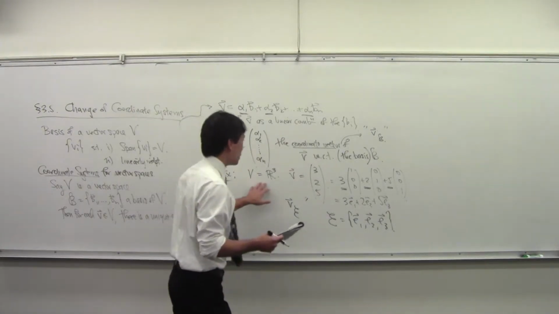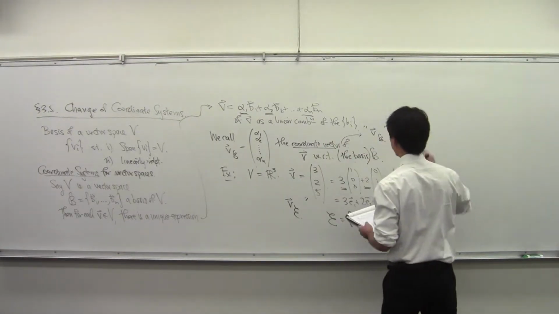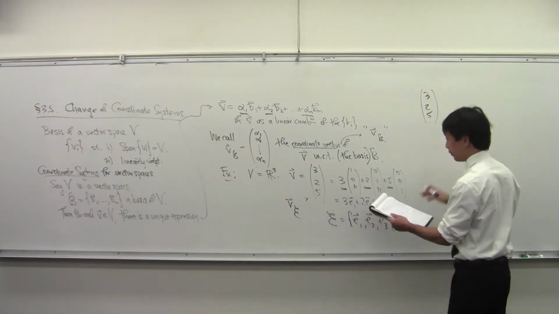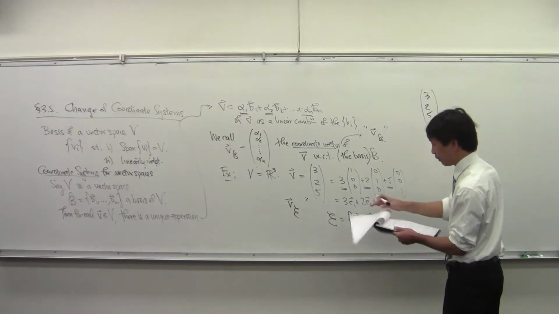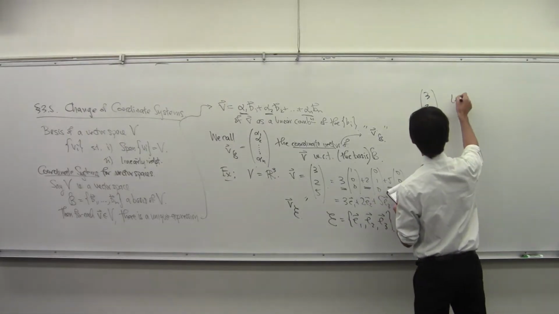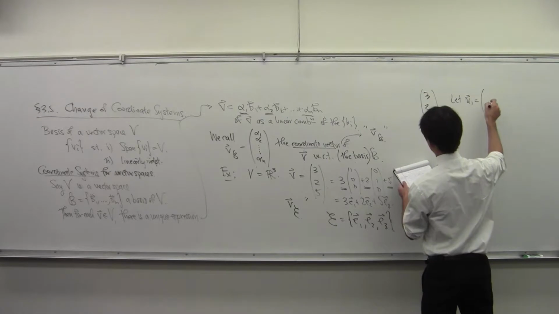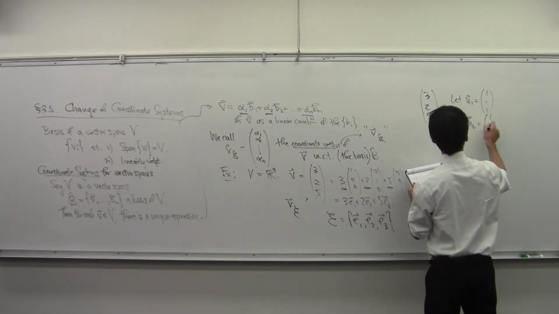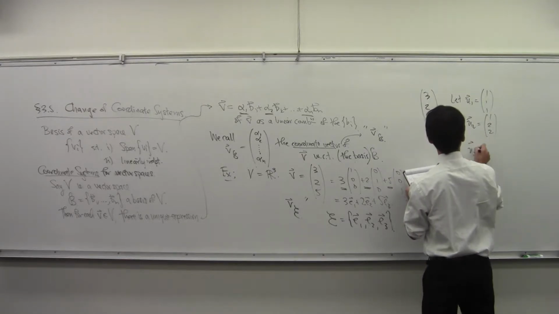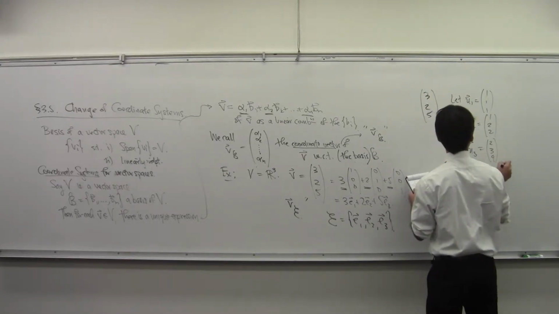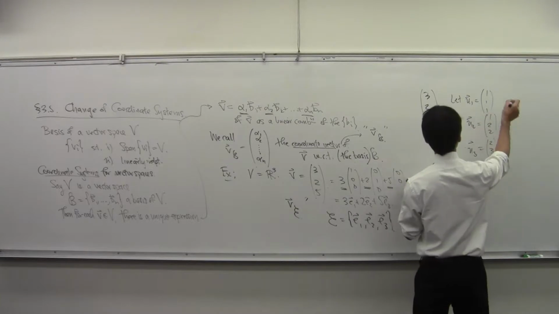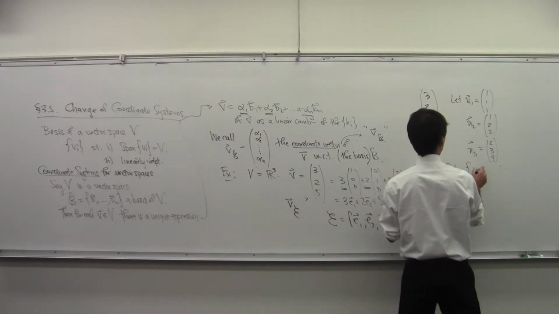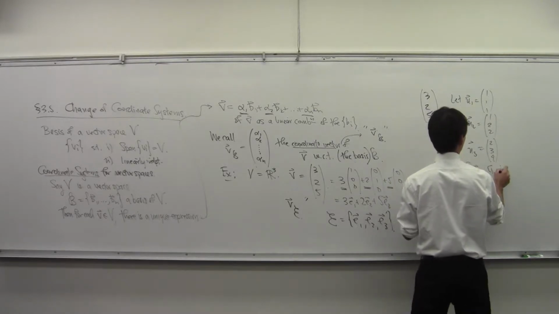Okay, so let's get back to the example. We've got this vector 3, 2, 5, and suppose I give you 3 vectors. Let U1 be 1, 1, 1, U2 be 1, 2, 2, and U3 be 2, 3, 4. This turns out to be a basis. Let's call these 3 vectors U: U1, U2, U3.